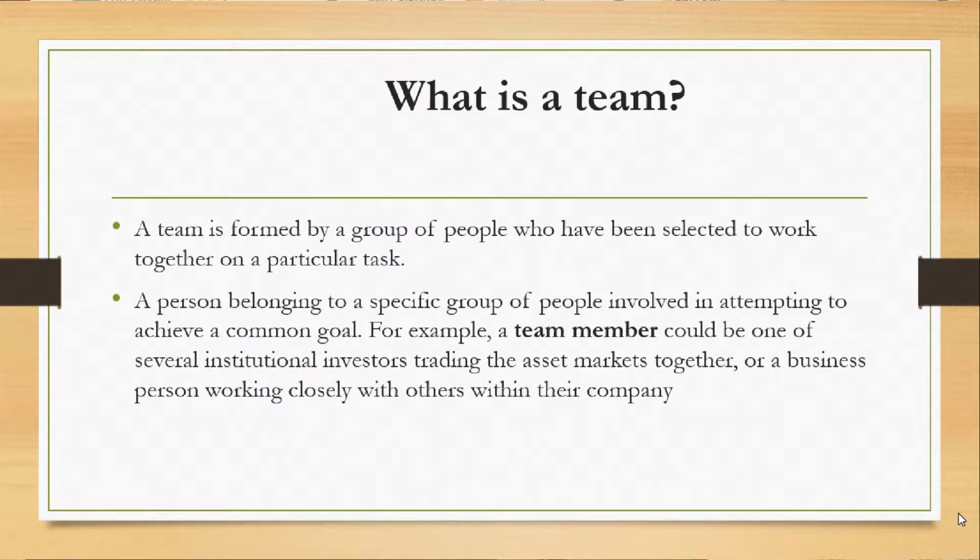Okay, what is a team? A team is formed by a group of people who have been selected to work together on a particular task. Someone can say a team is a person belonging to a specific group of people involved in attempting to achieve a common goal. For example, a team member could be one of several institutional investors trading the asset market together, or a business person working closely with others within their company.